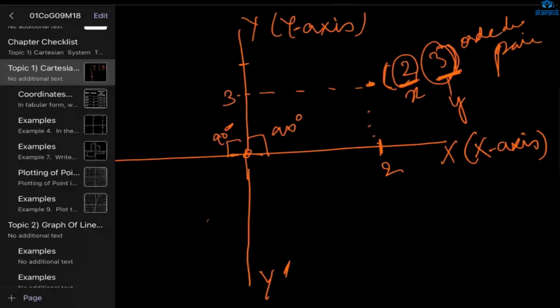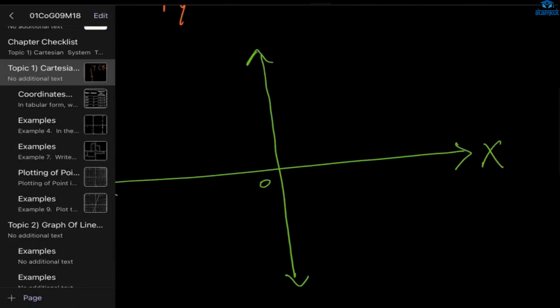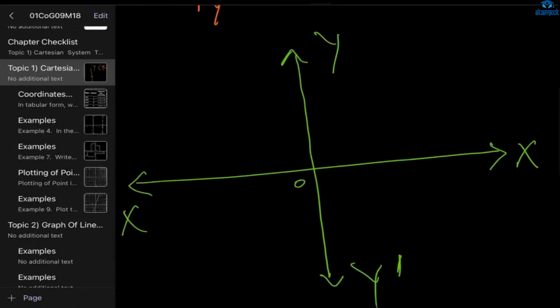Now let's see this axis in more detail. X, x dash, y, y dash. Now 0. This is O actually. Okay, and the value here is 0 also.